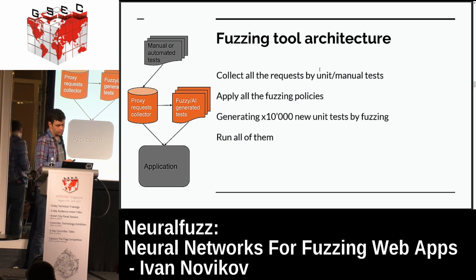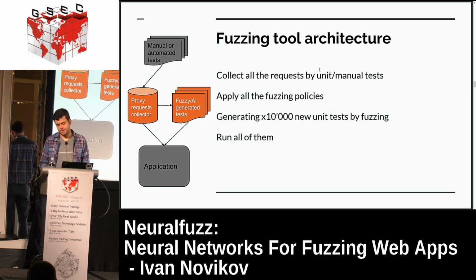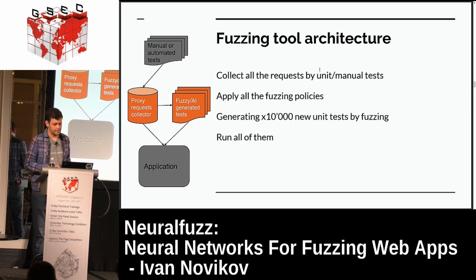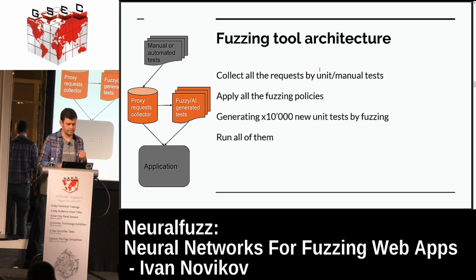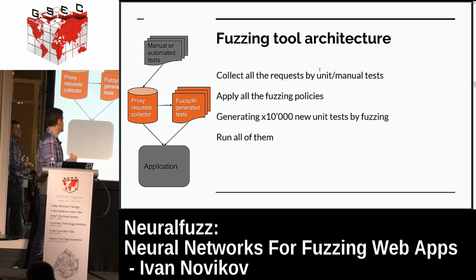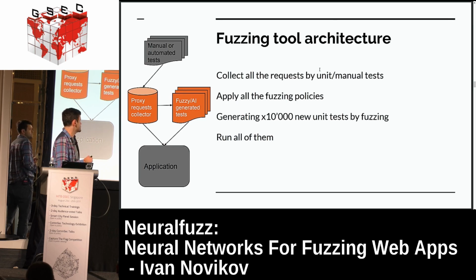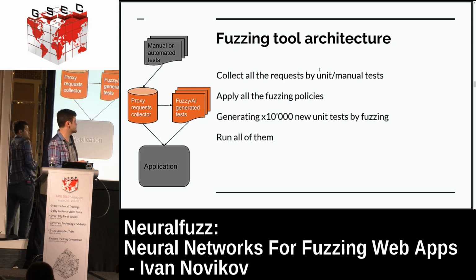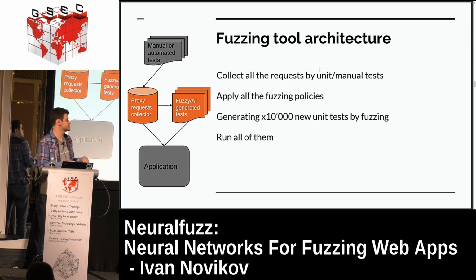To solve this problem with where we should put the payloads, I suggest to use just a simple proxy and analyze manual tests, manual requests, requests from some sort of automated tests and all the things, and catch these requests and apply some kind of fuzzy or AI-generated payloads there and send it to the application. It's possible to collect all the requests by tests. It's possible to apply all the fuzzing policies, including neural network policies.